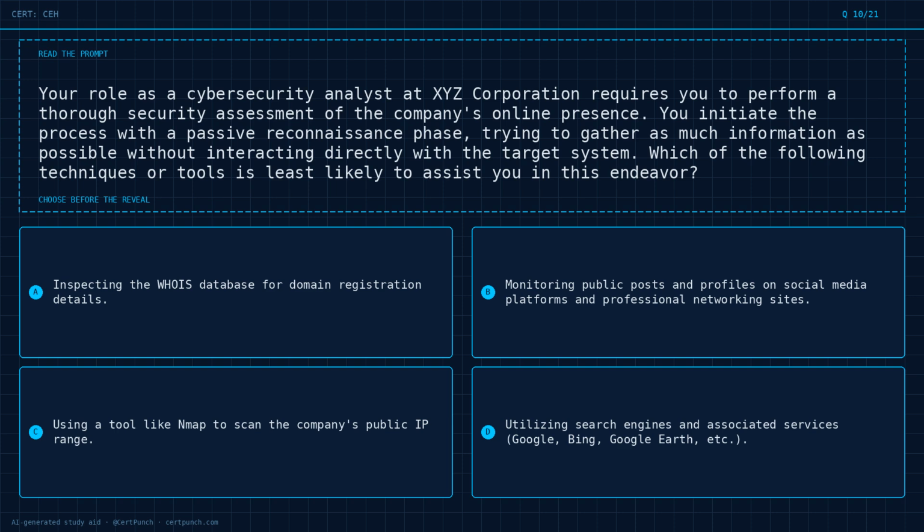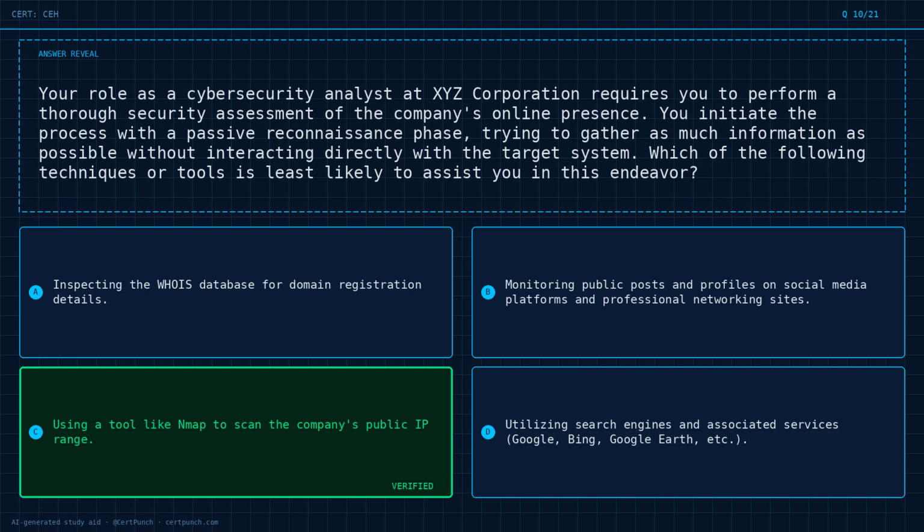Option A, inspecting the Whois database for domain registration details. Option B, monitoring public posts and profiles on social media platforms and professional networking sites. Option C, using a tool like Nmap to scan the company's public IP range. Option D, utilizing search engines and associated services, Google, Bing, Google Earth, etc. Choose the best answer before the reveal. Commit to it now.